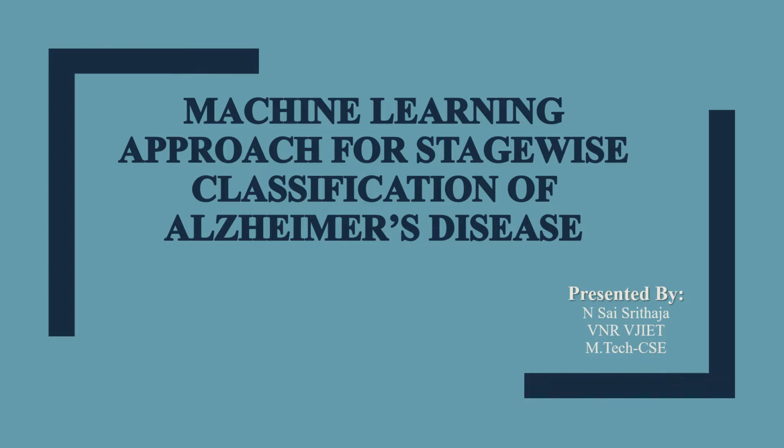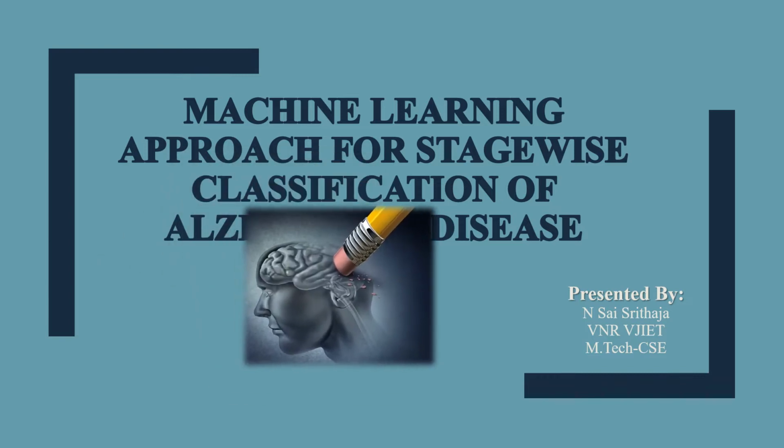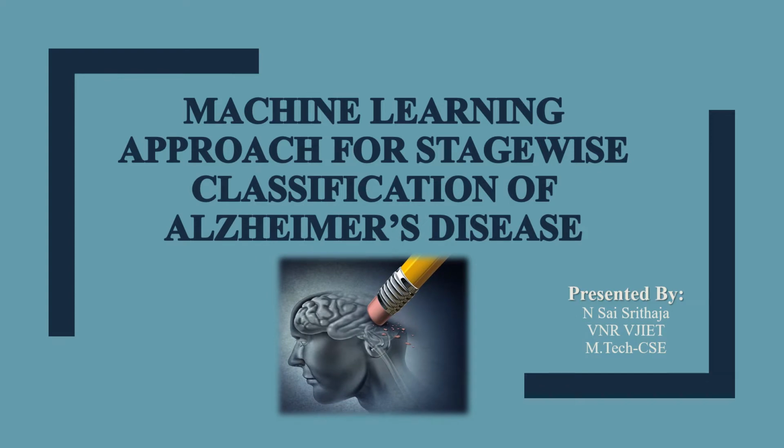Today I am here to present my work, that is machine learning approach for stage-wise classification of Alzheimer's disease. Before stepping into the presentation, I would like to clear the difference between Alzheimer's and dementia. Alzheimer's is a specific brain disease that accounts for 60 to 80% of dementia cases, whereas dementia is a general term for the symptoms like memory loss and other reasoning and thinking skills.